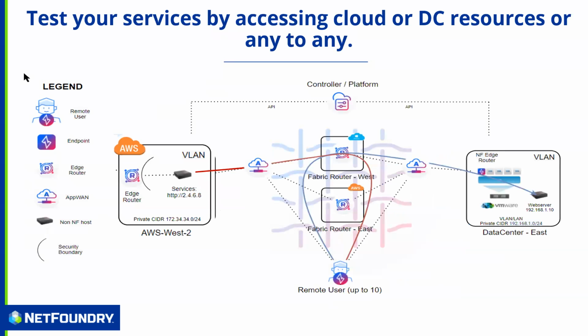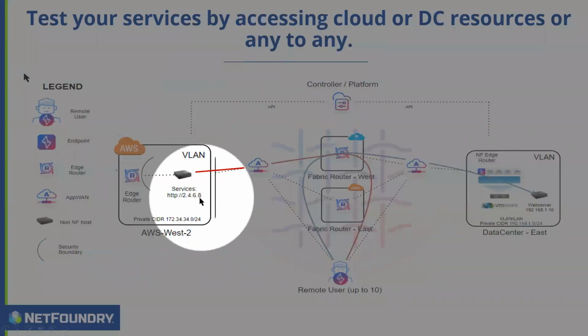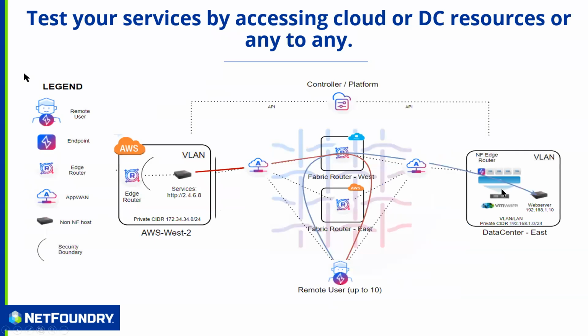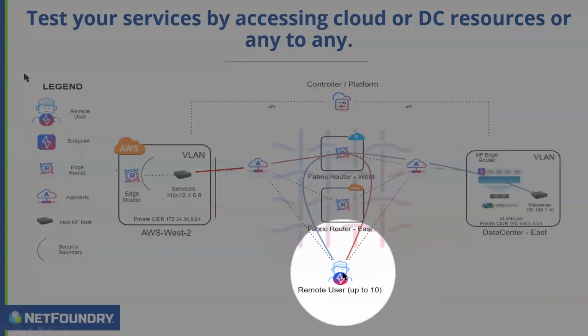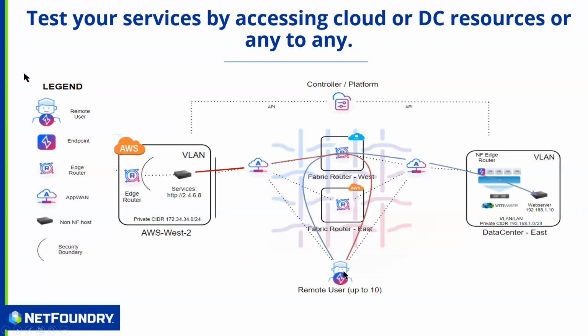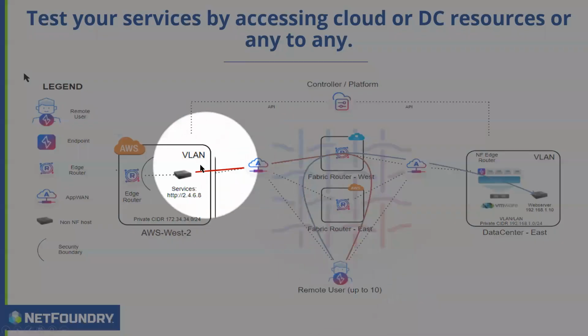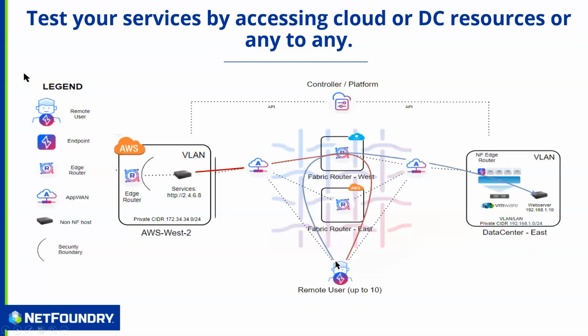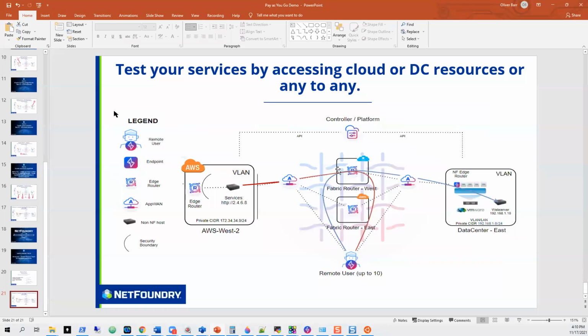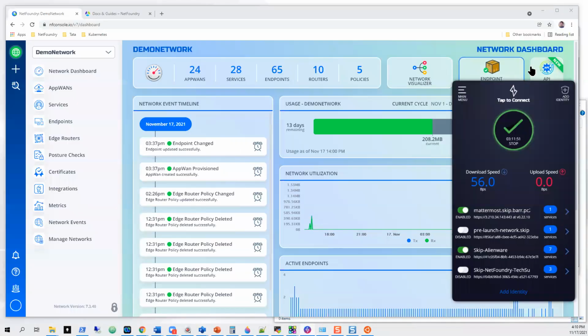This is what we set up during our initial getting started sessions, where we have a couple of locations. We have a cloud resource here, I've got a website running on 2468, and we have a data center over here. We're not going to do anything with that today, but we have my guy down here. I'm running a Windows 10 laptop, and I have access to that service right now, 2468 over NetFoundry. We don't have any posture checks set up, but we're going to go through and take a peek at what that would look like.